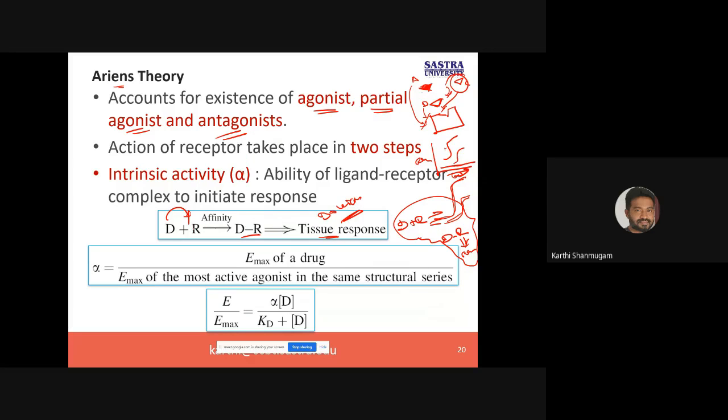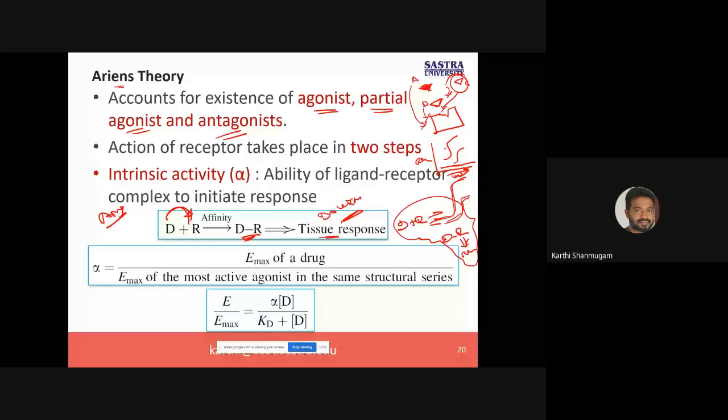So what is the meaning of affinity? The formation of the complex depends on the affinity of the drug molecule to the receptor. Affinity is the ability of the drug molecule to go and bind to the receptor. Not all drug molecules can go and bind. As I said, it should have shape complementary and stereoelectronic complementary. If the drug molecule has very good shape and stereoelectronic complementary, then we can say that those drug molecules will have higher affinity for that specific receptor.